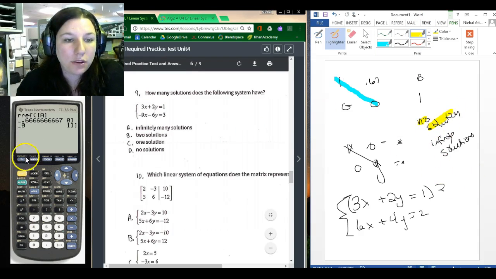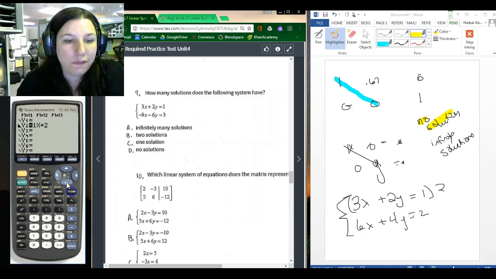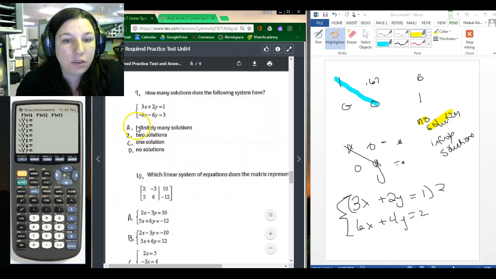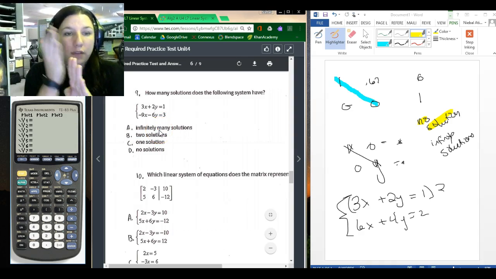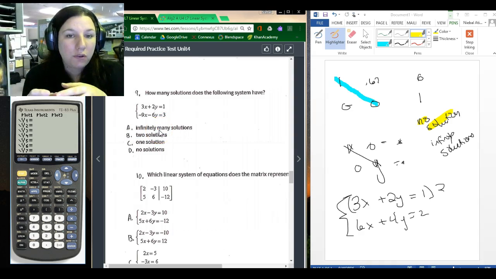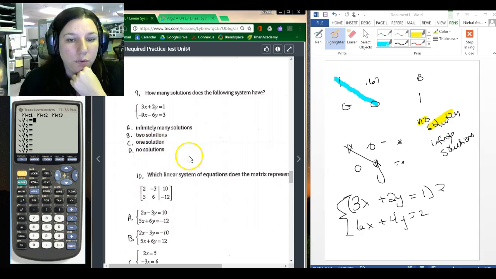Okay. And again, you can always solve both of those for y and go ahead and graph them. You'll have infinite solutions if they graph right on top of each other, 2 solutions if they cross in 2 places, 1 solution if they cross once, and if they never cross, if they're parallel, then you're going to have no solutions.